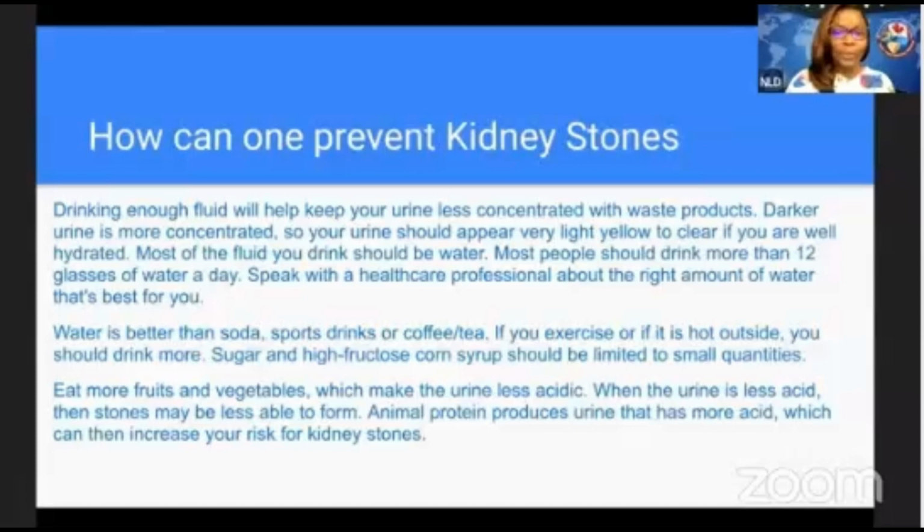Sugar and high fructose corn syrup should be limited to small quantities. Eat more fruits and vegetables, which make the urine less acidic. When the urine is less acidic, then stones may be less able to form. Animal protein produces urine that has more acid, which can then increase your risk of kidney stones.